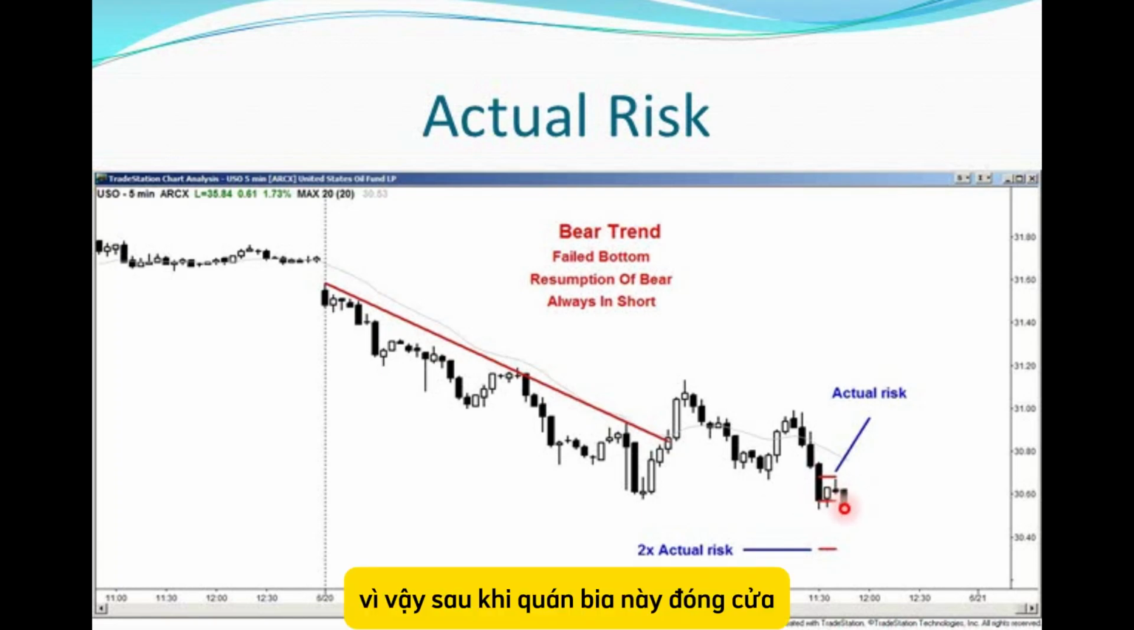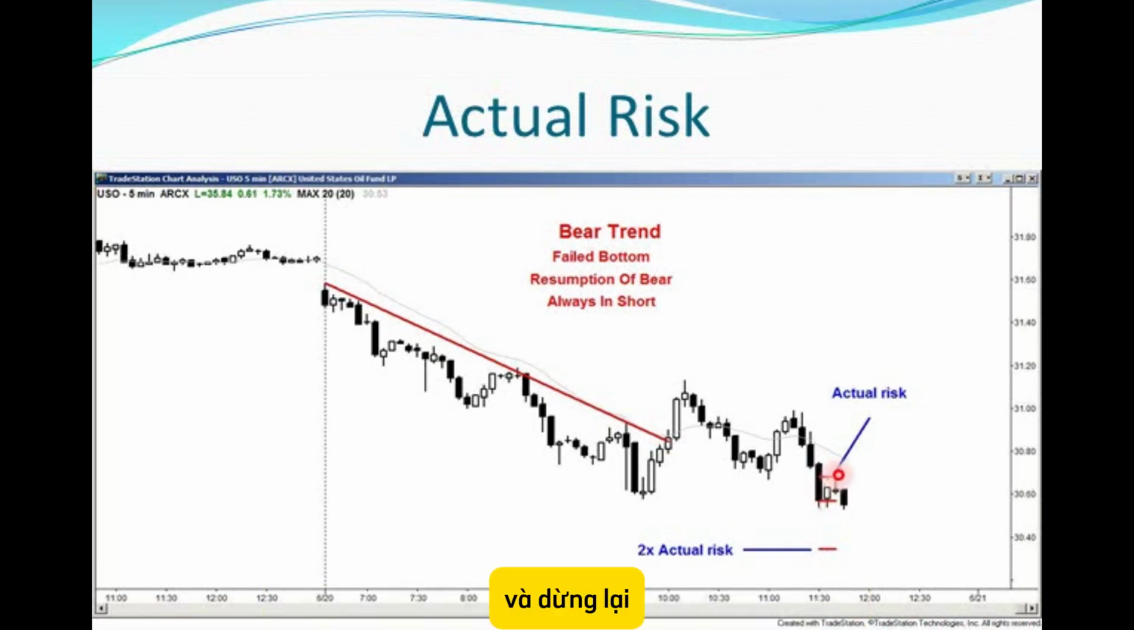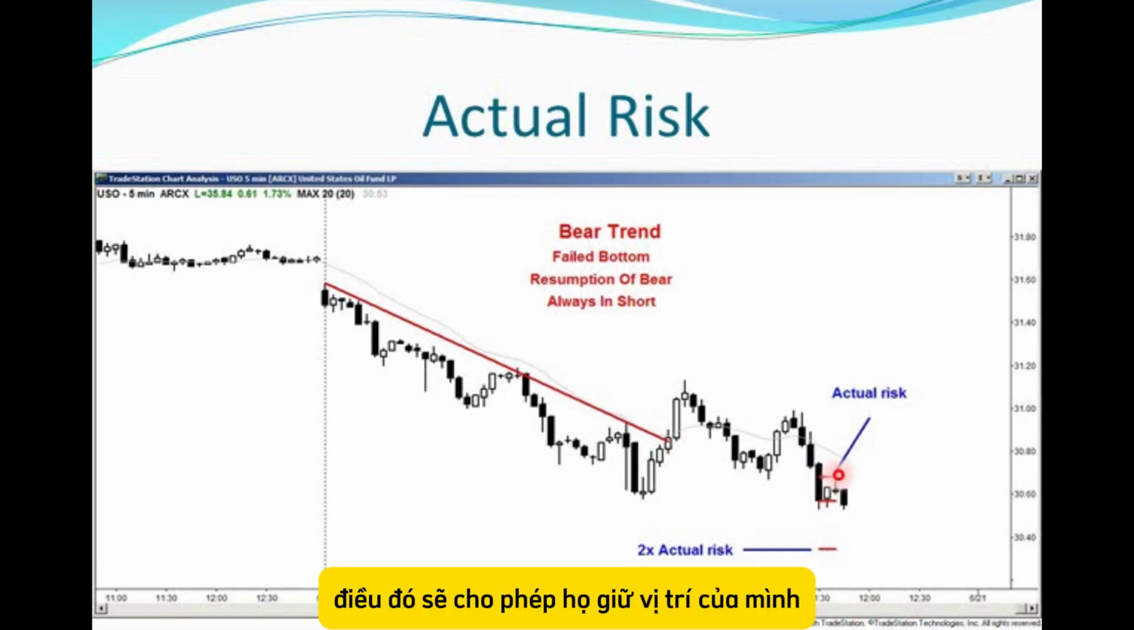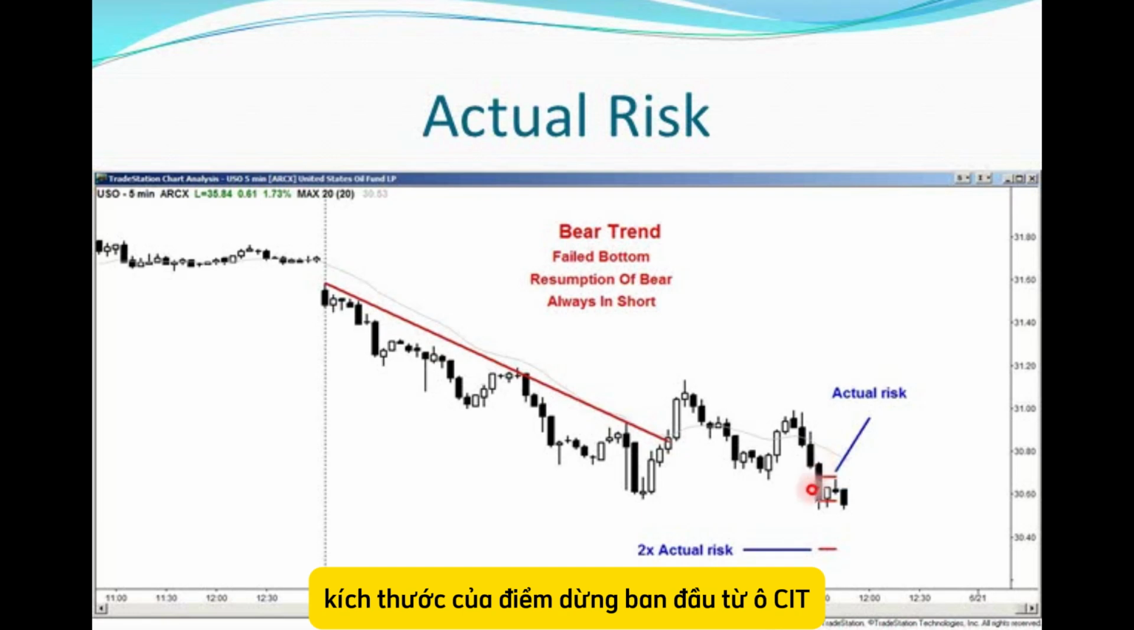So after this bear bar closed, the shorts who shorted below this bar can calculate their actual risk. Their initial risk might have been above the high of this bear bar, and now they see that if they had a stop 1 tick above the high of this bar, they would not have been stopped out. So their actual risk is from their entry price to the stop that would have allowed them to hold their position, 1 tick above the high of this bar, and 2 times that actual risk is down here, which is around 1 time the size of the initial stop from the sell at this close to 1 tick above the high of that bar.